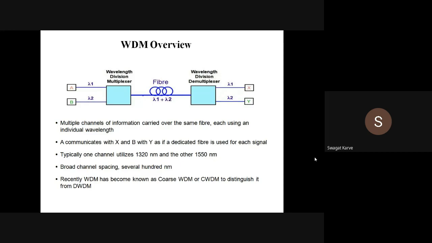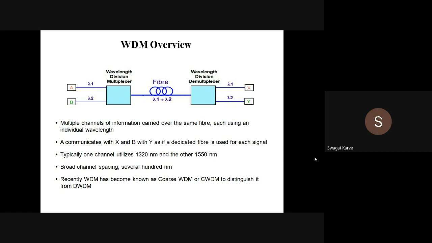Suppose at the output side, input A has a wavelength of 1320 nanometer and the B input has a wavelength of 1550 nanometer. Then both the different wavelengths you can combine onto the same channel and transmit over an optical fiber, and this technique is known as wavelength division multiplexing, right?